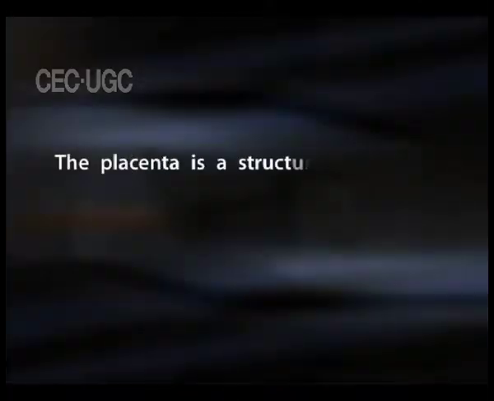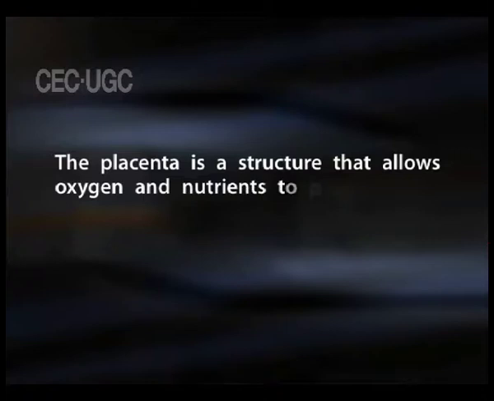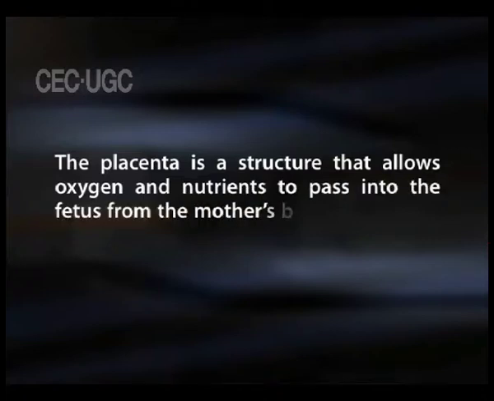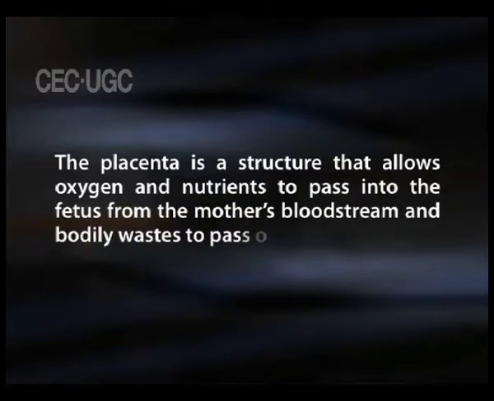During the implantation process, the placenta begins to form. The placenta is a structure that allows oxygen and nutrients to pass into the fetus from the mother's bloodstream and bodily waste to pass out to the mother. This critical exchange takes place across thin membranes that block the passage of blood cells, keeping the fetal and maternal bloodstreams separate.